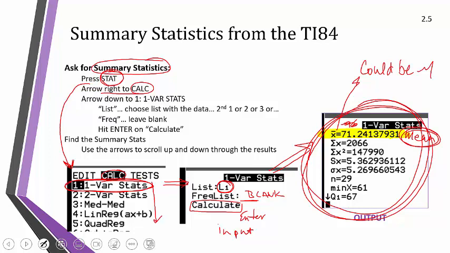The median, you'll notice, is nothing on this list. So then you get the sum of the x's, the sum of the x's squared, something called Sx, something called a Greek letter we'll talk about next class.